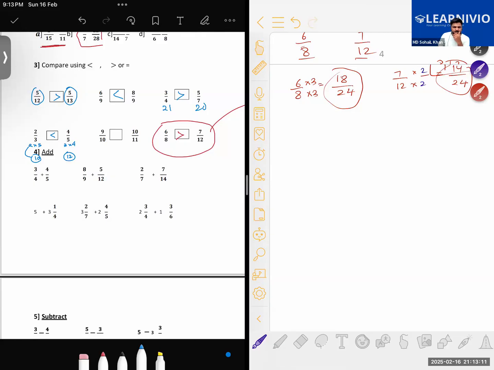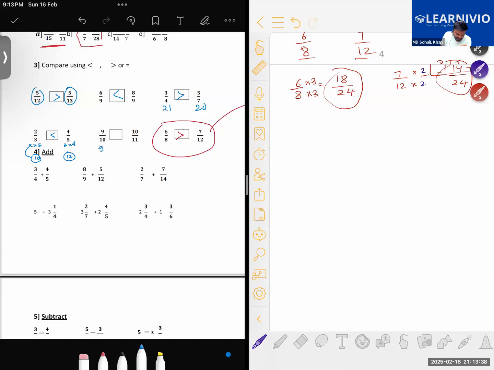It's 9 upon 10. Can you show how you have solved it? No, I did the calculation in my mind. No, do it on a sheet of paper. 11 nines are 99 and 10 tens are 100.